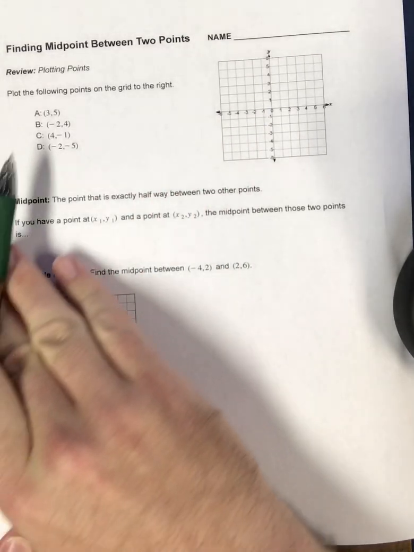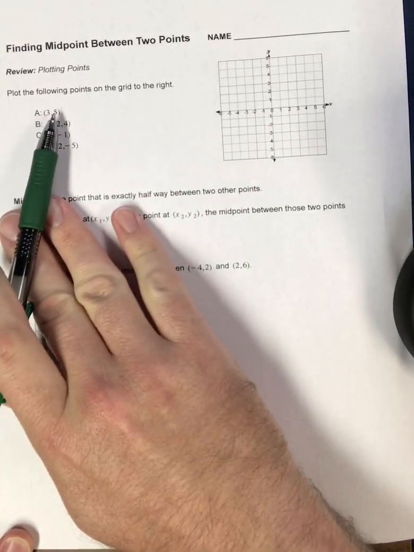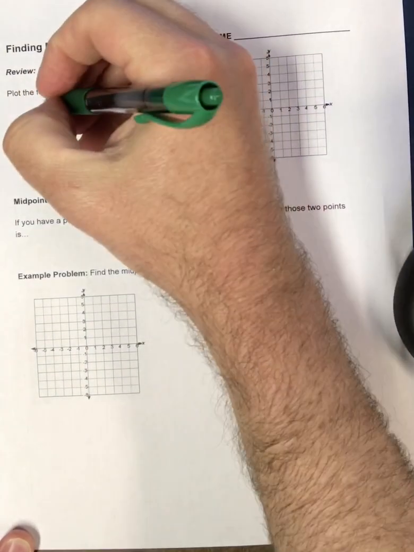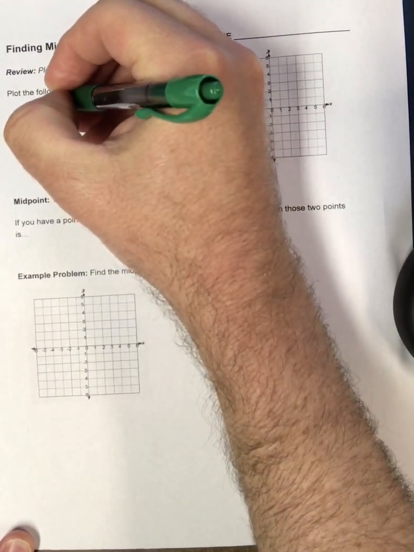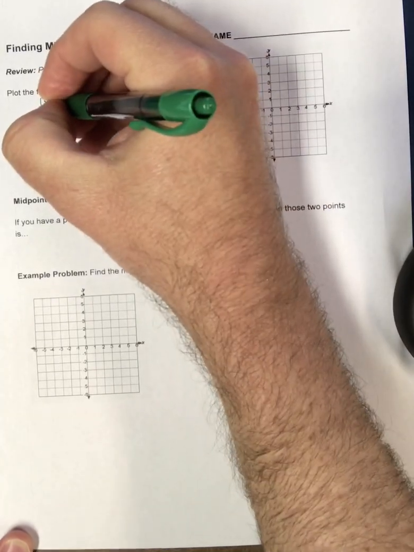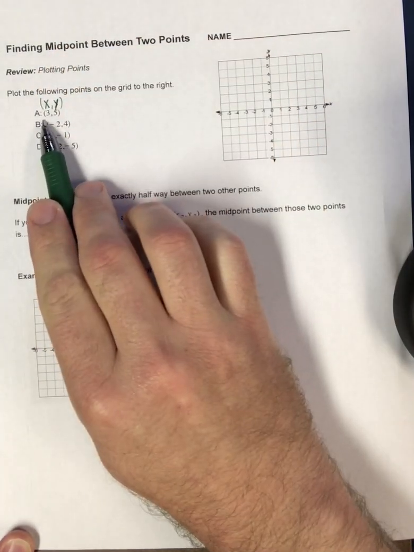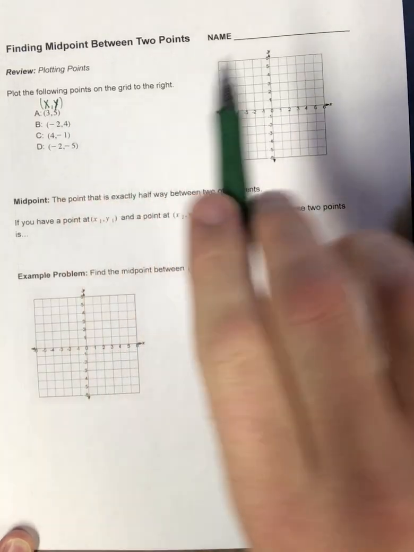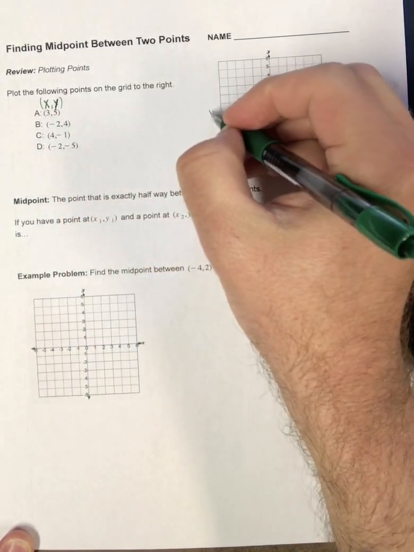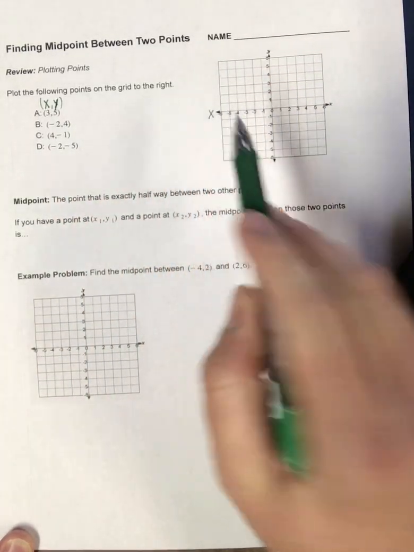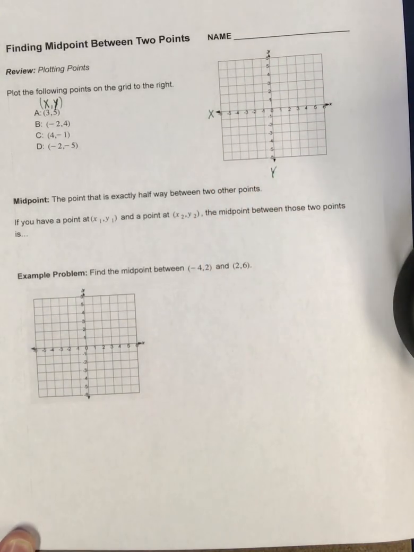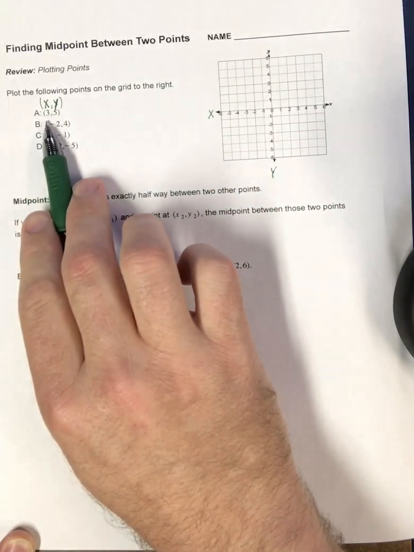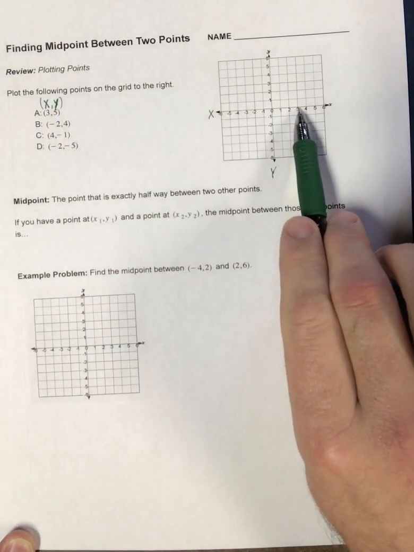So the first point, 3, 5. So this always goes x, y. So the x value of 3 and the y value of 5. The x-axis is this one that goes left, right, and the y-axis is this one that goes up, down. So an x value of 3 would be right here.